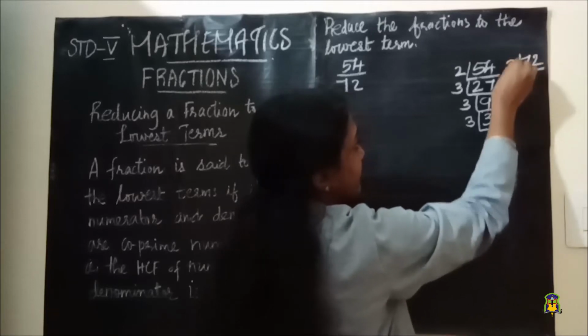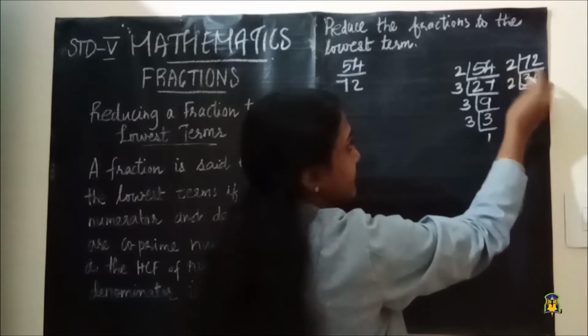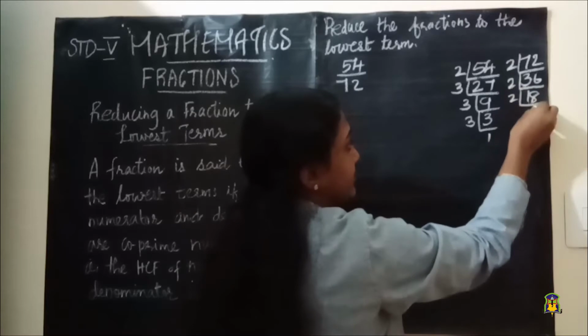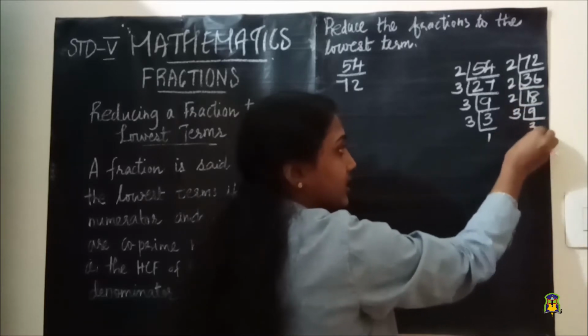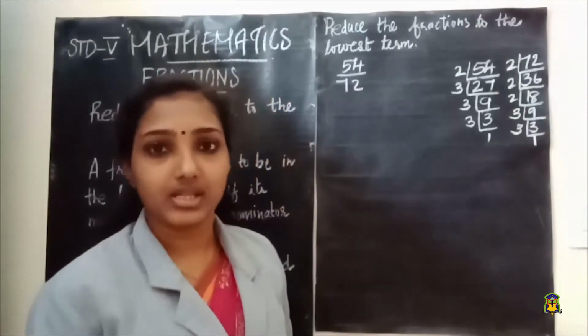Then the next is 72. 72 divided by 2, it is 36. 36 divided by 2 will get 18. 18 divided by 2 will get 9. 9 divided by 3, it is 3. 3 divided by 3, it is 1.